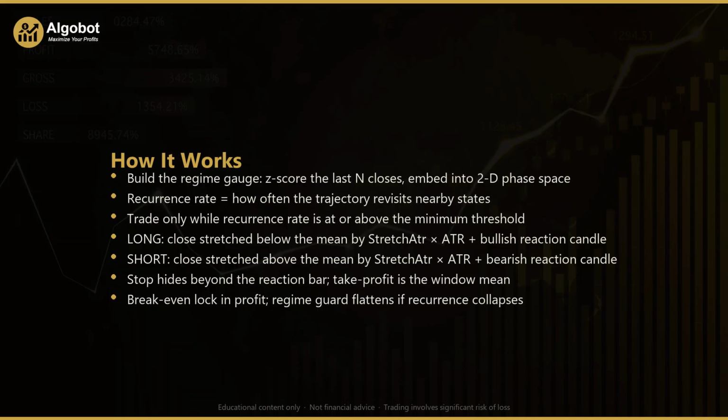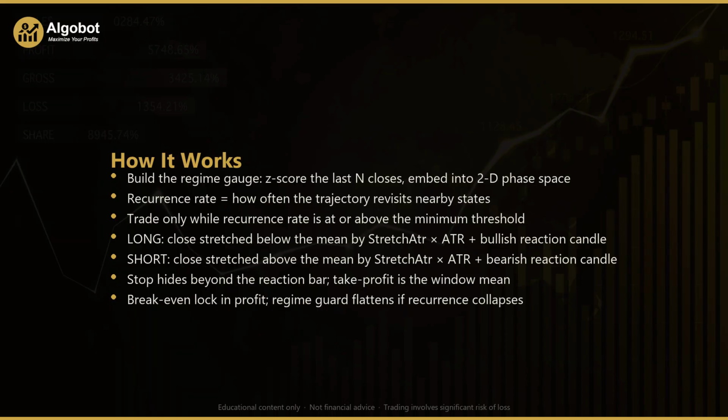The closed bar must sit above the mean by 1.6 times average true range, and it must be a bearish reaction candle that closed lower than it opened. The stop hides one average true range above that bar's high, and the take-profit again sits at the window mean. 2 protective layers round it out. Once a trade moves 0.8 times average true range in its favor, the stop is pulled up to the entry price, a break-even lock, so a position that was winning can no longer turn into a loss.